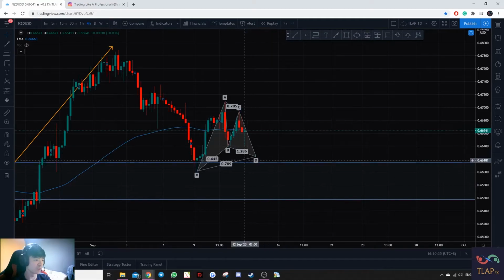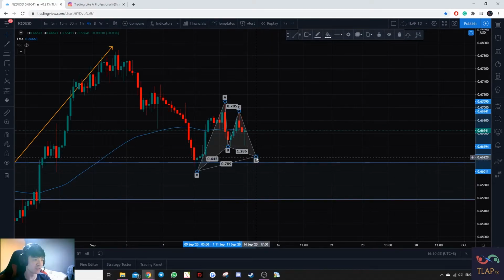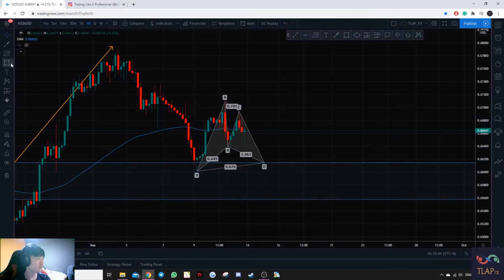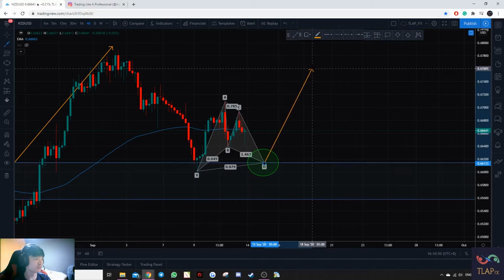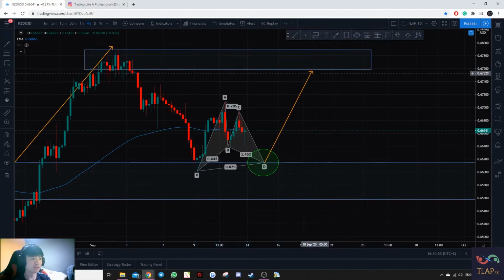However, we can wait for prices to retrace deeper towards our X zone, such that our confluence level will be at this level over here. So look for buying opportunities when prices come to this level, potentially pushing prices towards previous high right here.